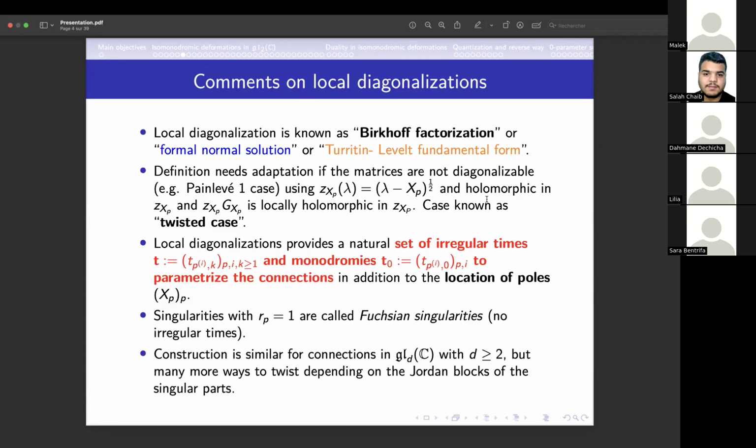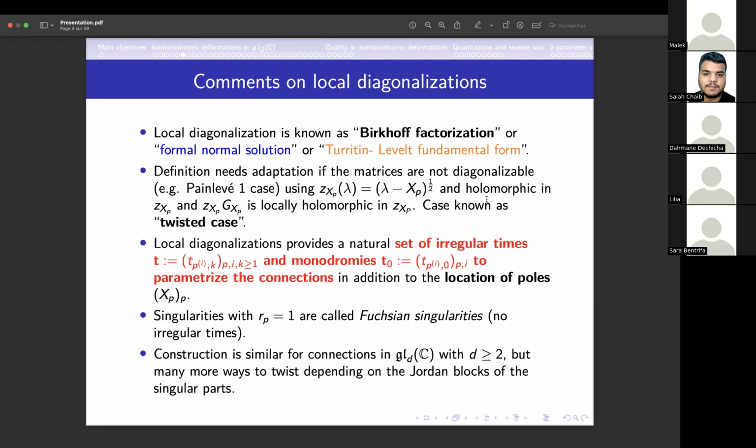So when the matrices are not diagonalizable, which gives us the Painlevé I equation, this has to be a little bit changed, but the analogy follows exactly the same way. So there is no need to worry about this.